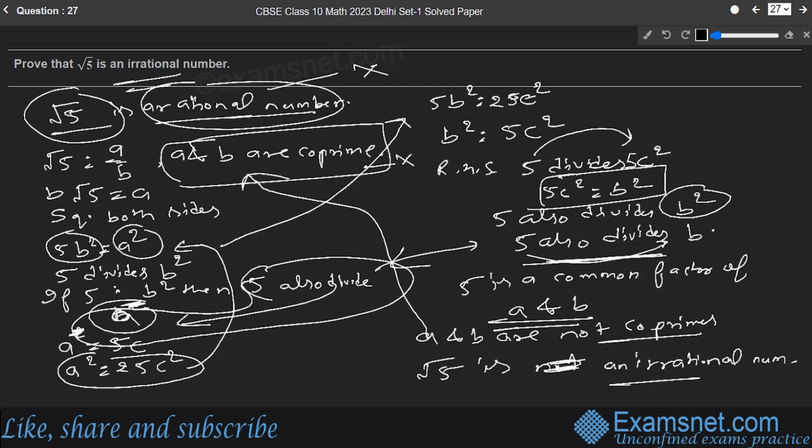Okay, that's how the theory becomes. And that is the right answer. Root 5 is an irrational number, and we have proved it. Okay, now let us go to the next one.